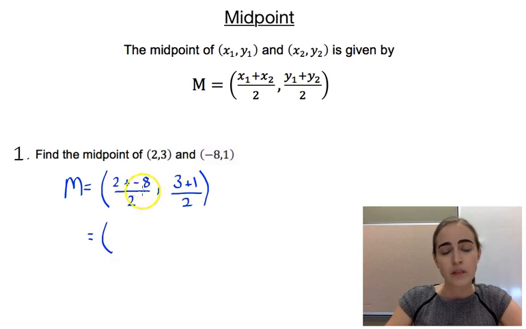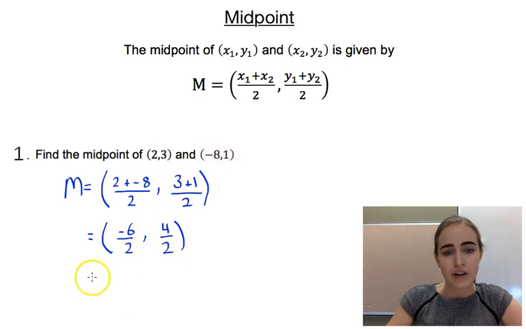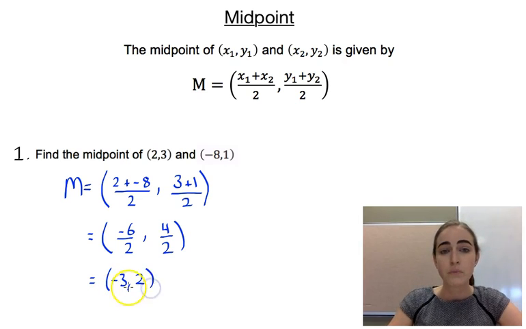So we've got 2 plus minus 8, so 2 minus 8 would give us minus 6 over 2. And 3 plus 1 would give us 4 over 2. And just simplifying that down would give us minus 3, 2. So the point with coordinates minus 3, 2 is halfway between the 2 points we were originally given.